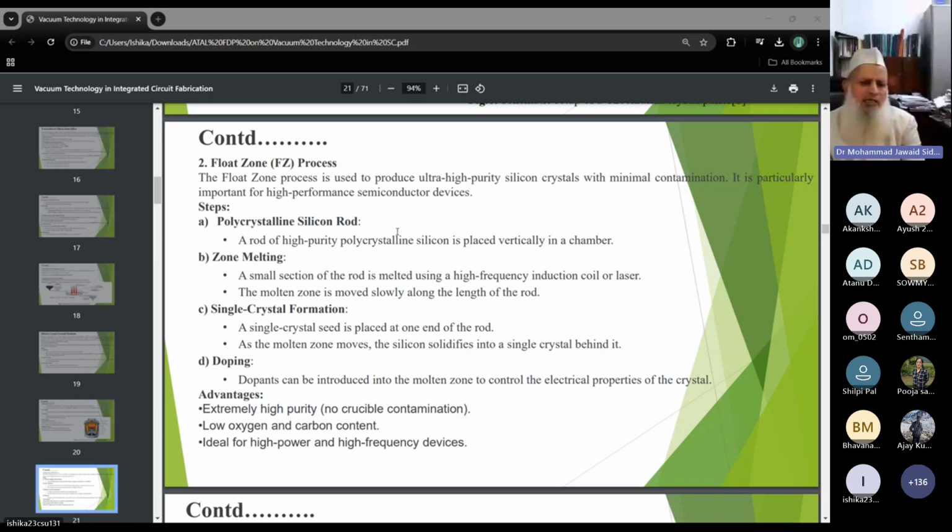Advantages: extremely high purity, because here we don't have crucible contamination. So the ingots and the wafers are very, very pure. Low oxygen and carbon content, ideal for high power and high frequency devices. Just please go to the next slide.